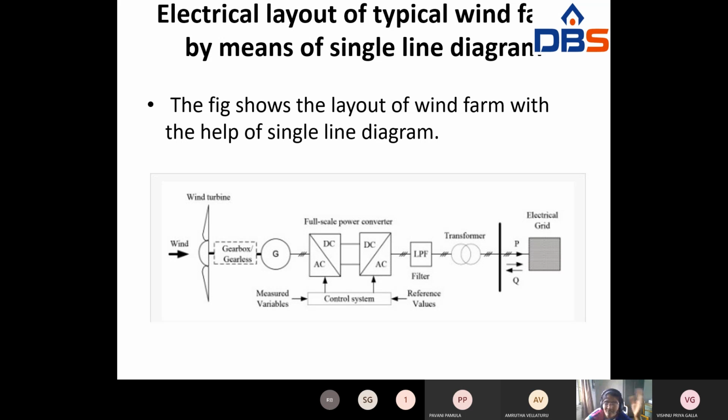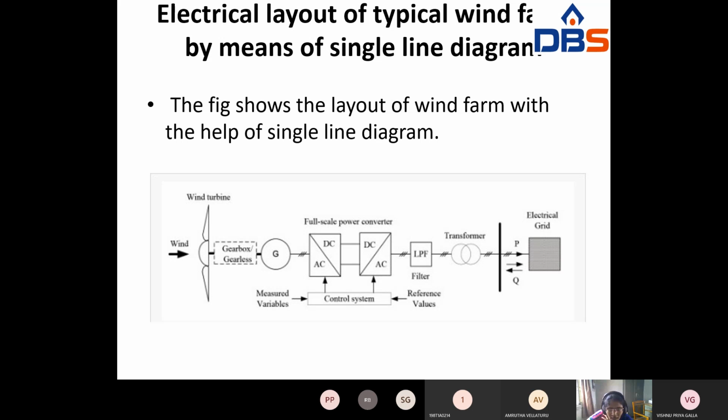A rectifier is nothing but something that converts AC power to DC power. The rectifier is also one type of converter. By using the converter, here you can convert the AC power into DC power. Next, that DC will be converted into AC.